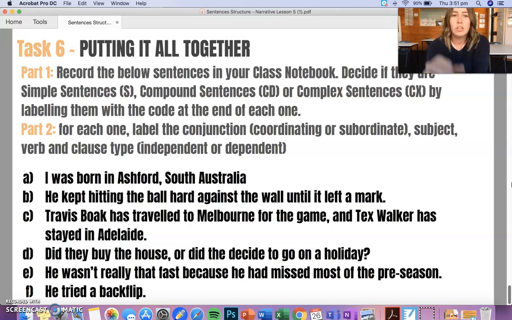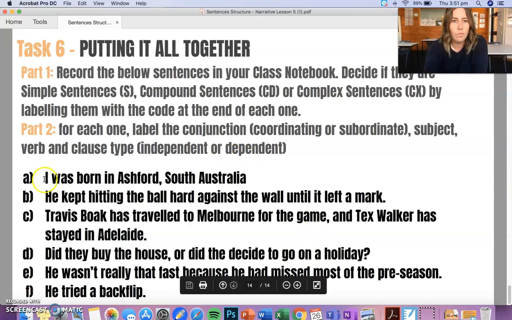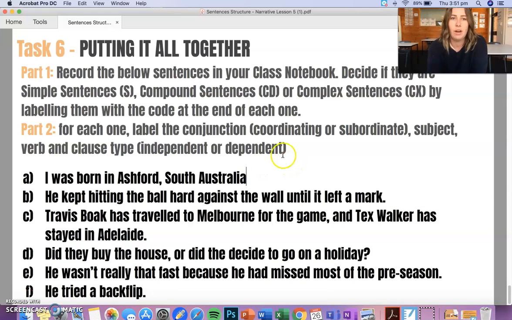First, you're going to read the sentence. The first thing you have to do is identify whether it is a simple sentence, a compound sentence, or a complex sentence. You're going to write this sentence in your team's notebook, and after it, you're going to use these little codes here, labeling what it is. The next thing you need to do is label the conjunction, whether it's coordinating or subordinating. You need to label the subject and the verb in both of the clauses, and you also need to label whether it's a dependent or an independent clause.